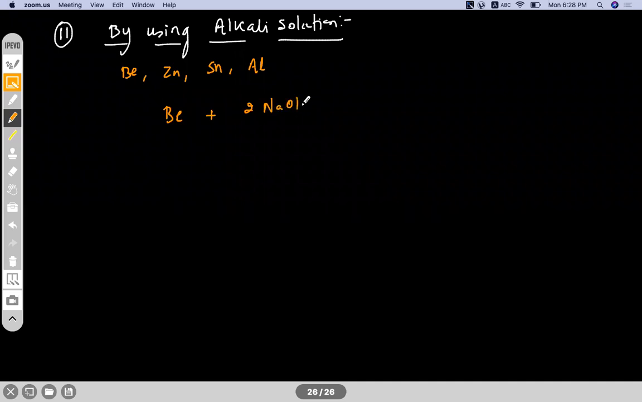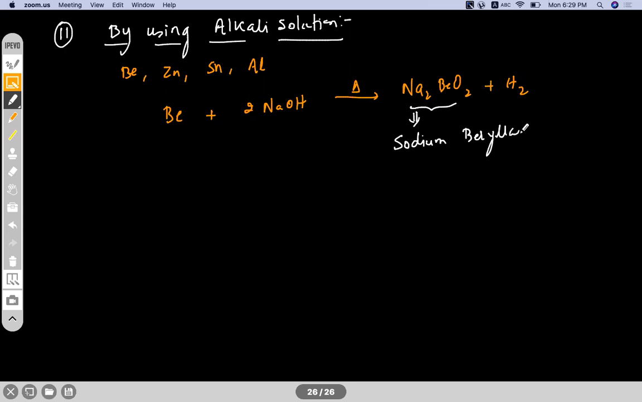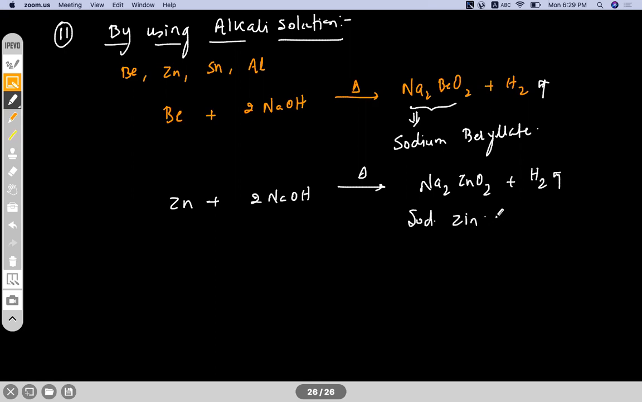And it evolves hydrogen gas. The reaction is this: Be plus 2NaOH gives Na2BeO2 plus H2. This compound we call sodium berylate, and hydrogen gas evolves. If you take zinc here, Zn plus 2NaOH, and if you heat this, it forms Na2ZnO2 plus H2. Hydrogen gas evolves. This we call sodium zincate, Na2ZnO2.